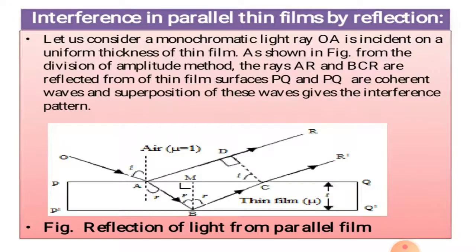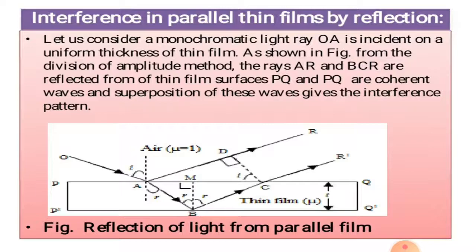In this video, we are going to discuss interference in thin films by reflection. In the past, we already discussed what is meant by a thin film and how the colors appear on the surface of the thin film when it is exposed to sunlight. But in this case, we derive the expressions for bright and dark fringes in thin films.